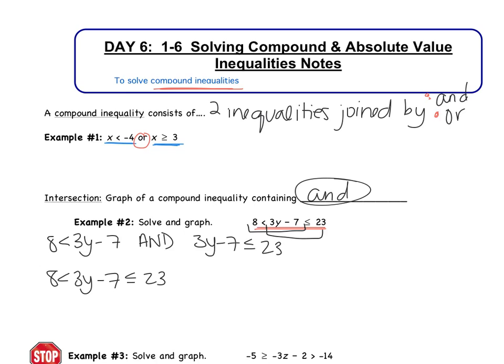Okay, I need to get y alone, so I need to focus on the stuff in the middle. In order to get y alone, I'm going to need to move over the 7 and the 3. The first thing I want to do to counteract subtracting 7 is add 7. I have to add 7 to the right side, to the left side, and to the middle. It gets added everywhere. These 7's cancel, which is what I wanted, so I'm left with 3y in the middle. Now 8 add 7 will give me 15, and 23 add 7 will give me 30.